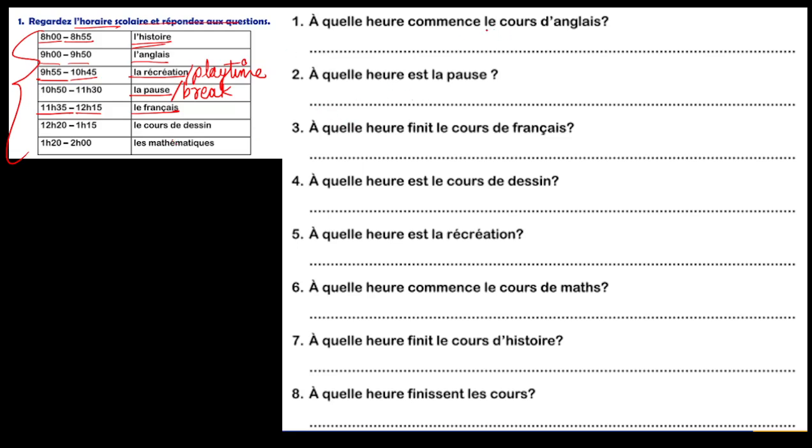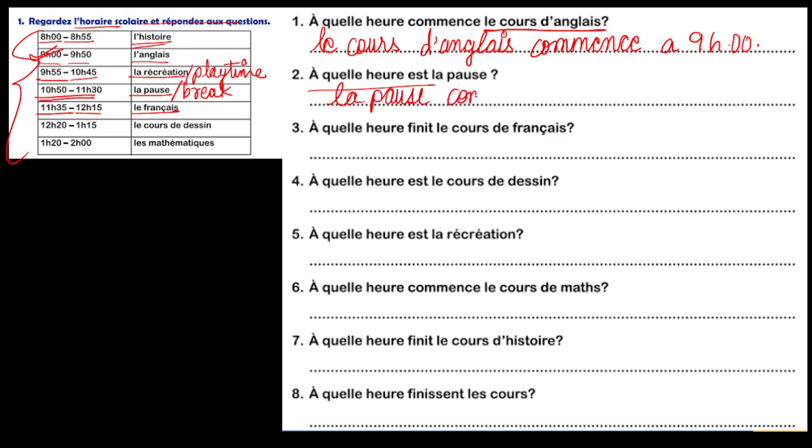Alright, so at what time does their English lecture begin? Here they have written that it begins at 9 hour. So we can write le cours d'anglais commence à 9:00. Alright, à quelle heure est la pause? At what hour is their pause? That is the break. So that is from 10:50 to 11:10. So you can write la pause commence à dix heures cinquante.